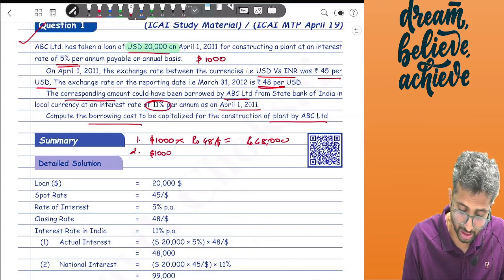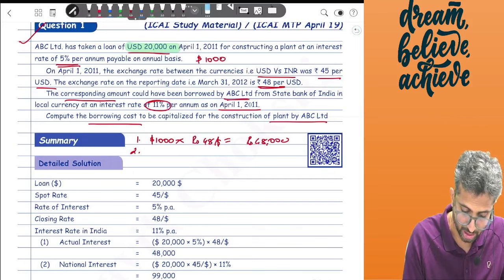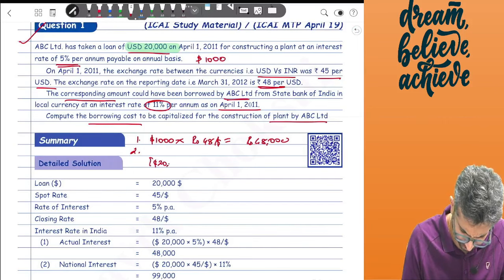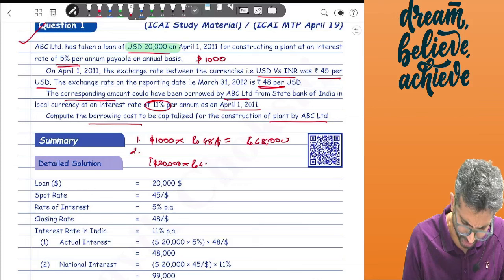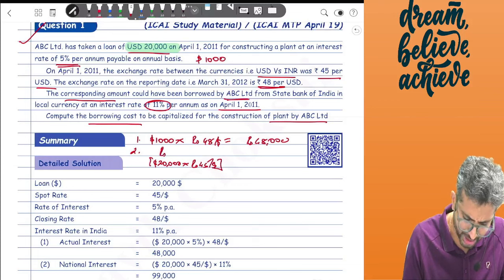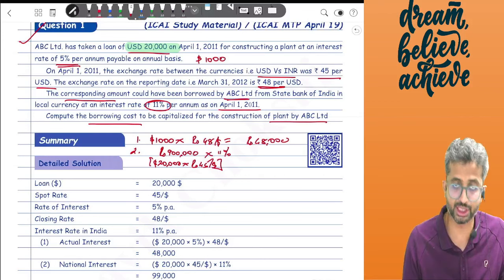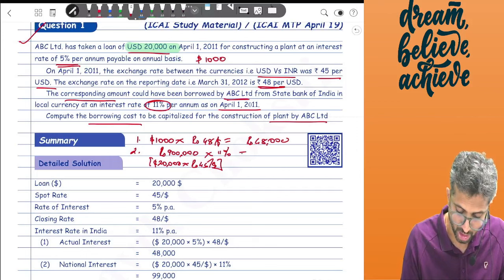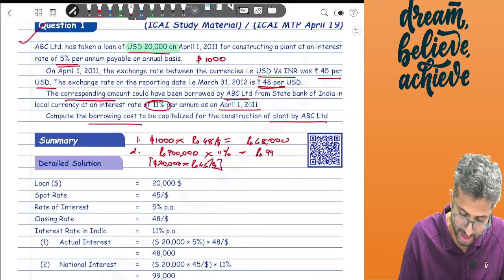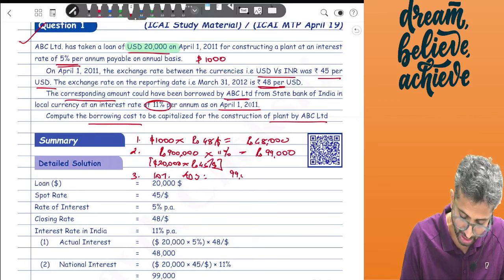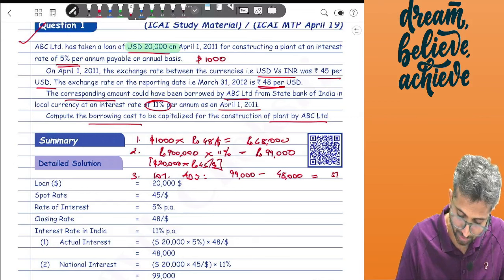Second is the notional interest, had the loan been taken in India. Had the loan been taken in India, this would have been $20,000 at the rate of 45, and hence I needed rupees 9 lakhs, and hence 9 lakhs would be the loan at 11%. So this comes to 99,000. So I would have to pay rupees 99,000, and hence the interest savings or interest adjustment is 99,000 minus 48,000, that is equal to 51,000.